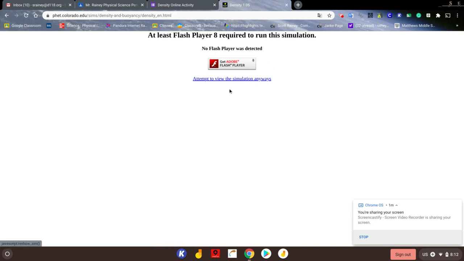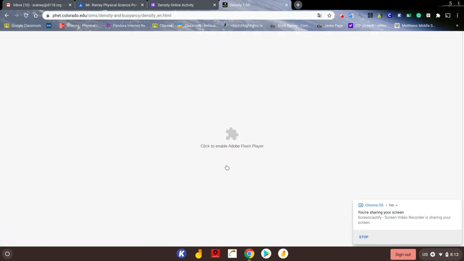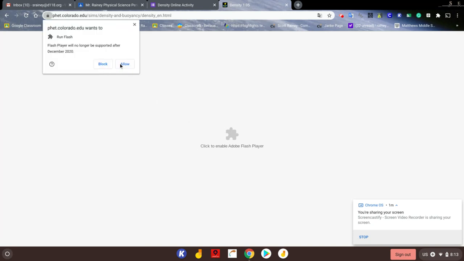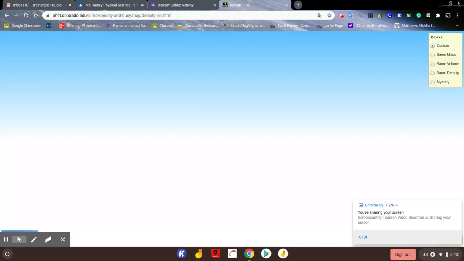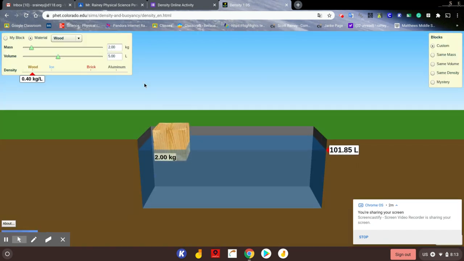Now, it may give you a problem with Flash Player. It's easy to get through. If I click to enable and I allow, it lets me in. I think most of your Chromebooks already have that process done because we've done some things on Flash Player before.